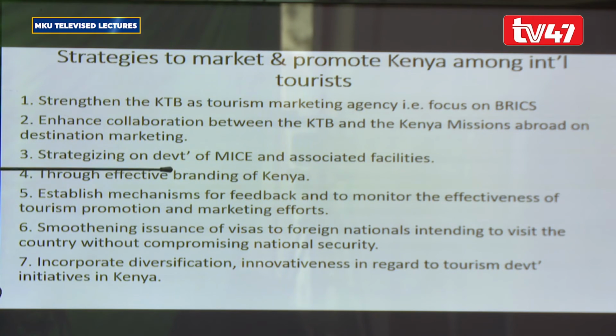Then number 3, strategize on development of MICE and associated facilities. And this, we said earlier, is an emerging product, the MICE, the Meeting, Incentives, Conference and Exhibition product. So when we expand on this, we will continue hosting international forums like the one that we hosted sometimes back, the Economic Forum. Number 4, through effective branding of Kenya, and this is meant to help us as a country to compete with other destinations.